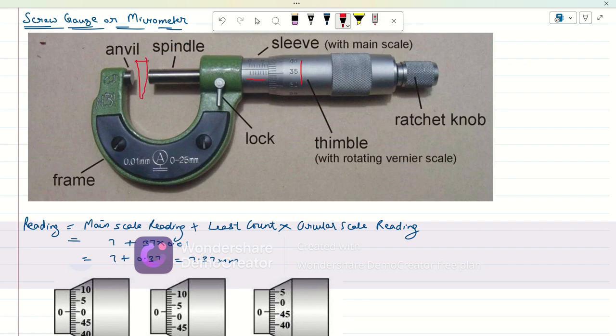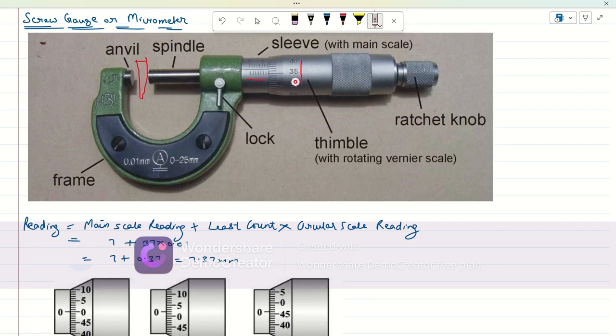Let's say this is a pencil whose thickness you want to measure. You will tighten it and keep it in a fixed position there. Then how to take the reading? This is the main scale. First of all, you will check after which reading this one is lying. If you look carefully, it is lying after the 7th reading. So the main scale reading is 7.